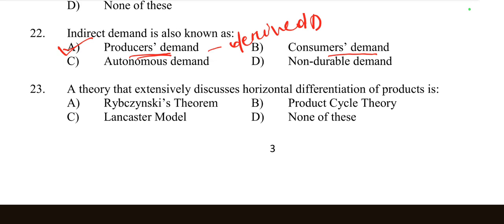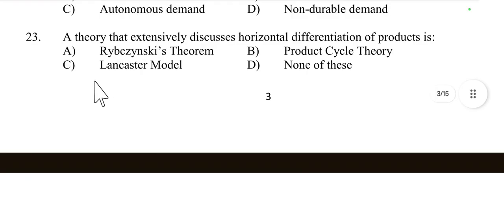So indirect demand, also known as derived demand, refers to the demand for goods or services that arises from the demand for other products. For example, the demand for raw materials or components that producers need to manufacture their product. So it is called derived or producer demand. It is called indirect demand. Then question number 23. A theory that extensively discusses horizontal differentiation of products.